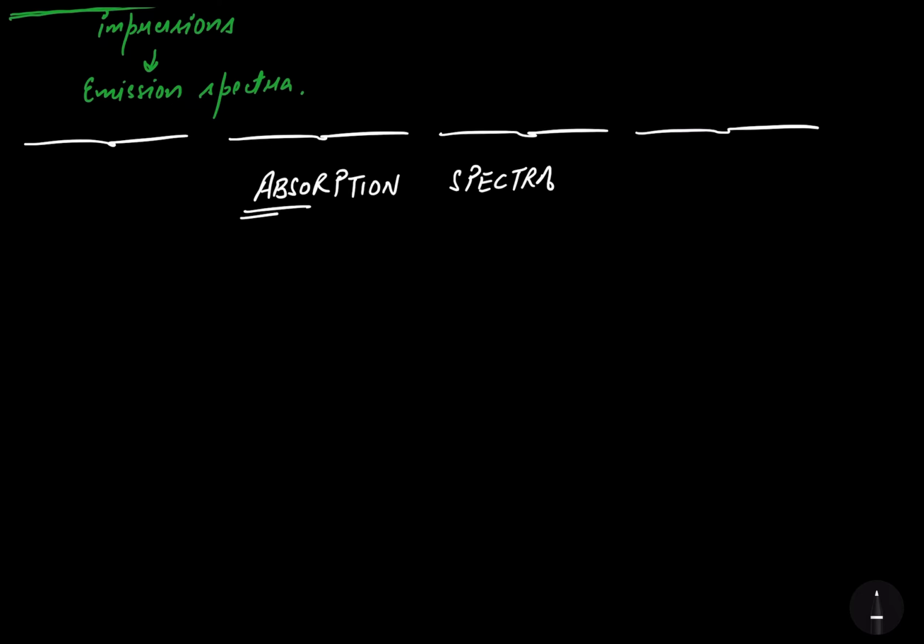So now the absorption spectra will be the vice versa of the emission spectra. What will happen over here? The electron will make a transition from lower stationary state to the higher stationary state by absorbing a certain EM radiations or photons of particular wavelength having energy equal to or more than the energy difference between the two stationary states. So let me write this thing.